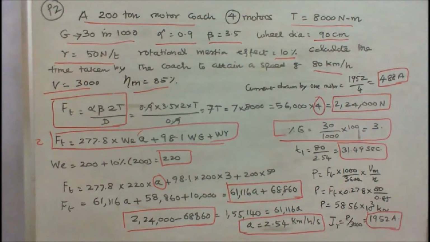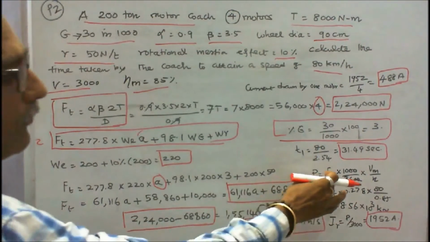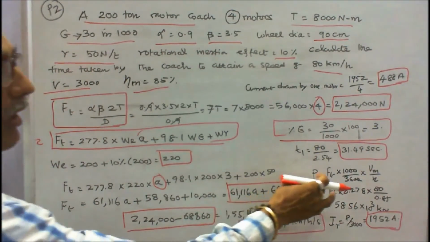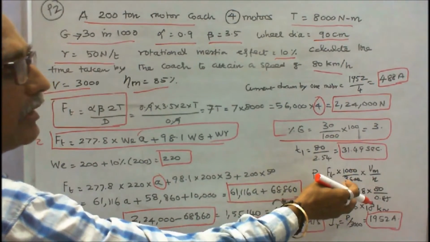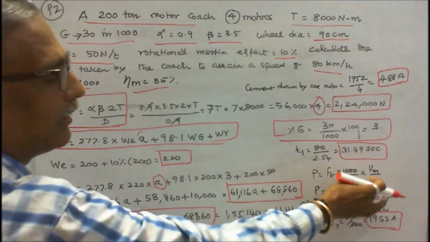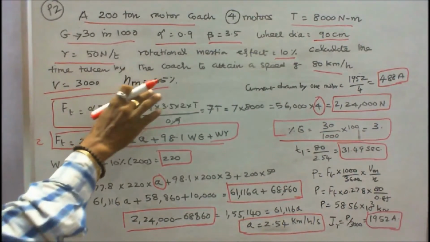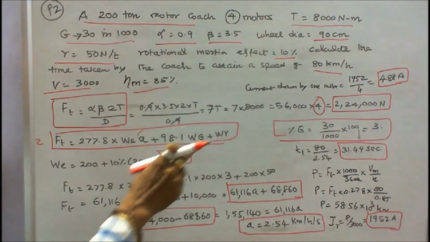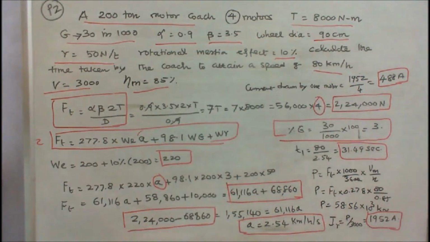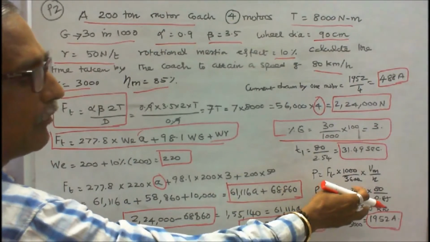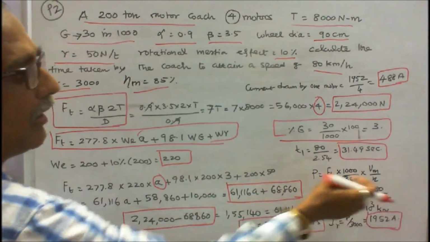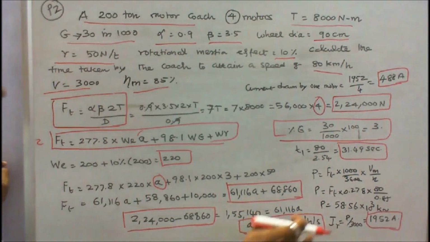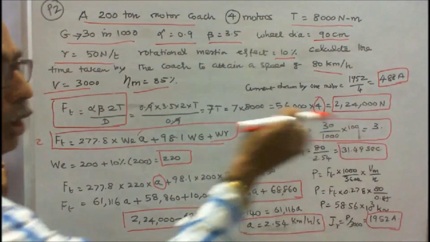Second, we have to find the current drawn by the entire motor. We know that power P is equal to Ft into 1000 divided by 3600 into Vm divided by eta. This is efficiency. Here the motor efficiency is given as 85%. We know the value of Ft, Ft is equal to 2,24,000. So 2,24,000 into 0.2788 into 80 divided by 0.85. We will get 58.56 into 10 power 3 kilowatts.